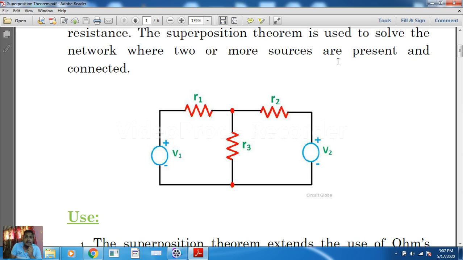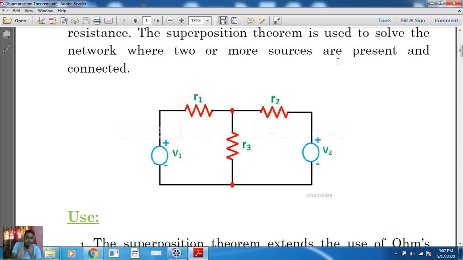Now if we want to remove the current source, we have to leave its internal resistance over here. And what is the internal resistance of this current source? It has an infinite amount of internal resistance. So when we have to remove the current source, we have to make this terminal open and leave it, because an open terminal always offers us an infinite amount of resistance.